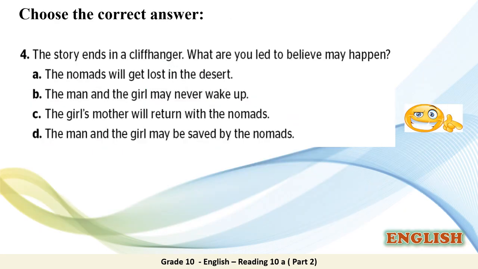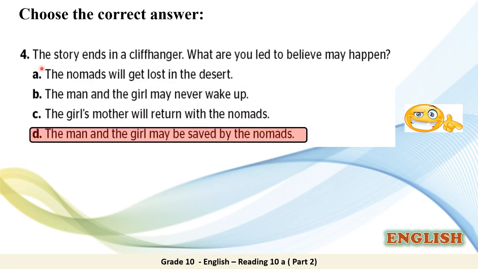The last question here is, choose the correct answer. The story ends in a cliffhanger. What are you led to believe may happen? What do you think will happen? Pause the video for a while and think of the answer. So the correct answer here is D. The man and the girl may be saved by the nomads.